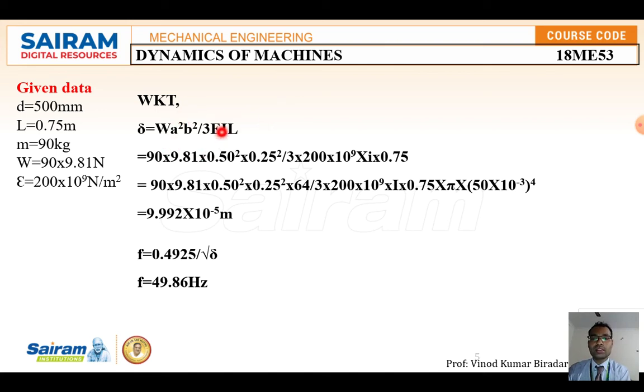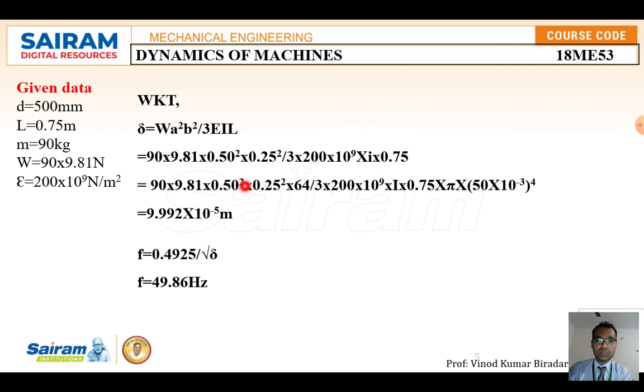Where I is equal to the moment of inertia. The moment of inertia formula is there. Here W is the weight, that is 90 into 9.81, into a square, which is 0.50 whole square, into b square, which is 0.25 whole square, divided by 3 E, where E is 200 into 10 to the power of 9, into moment of inertia, into 0.75, as it is.